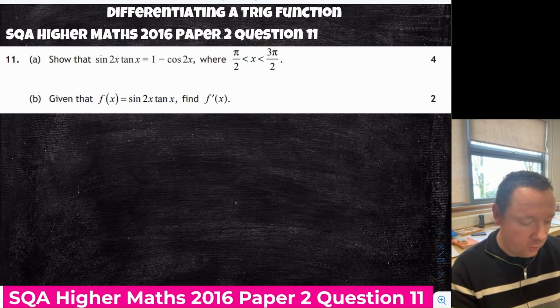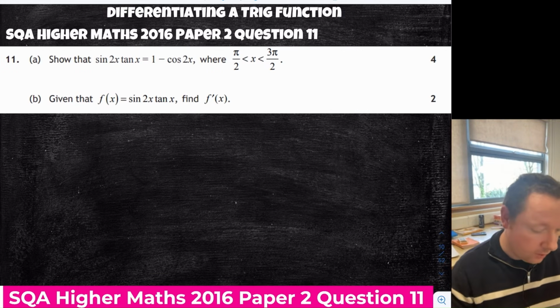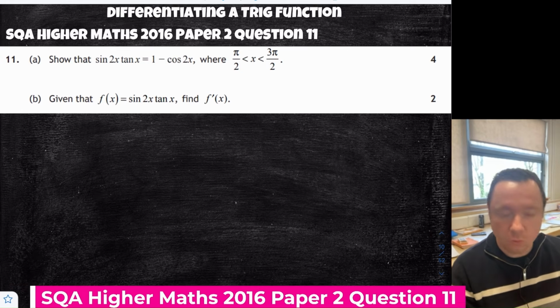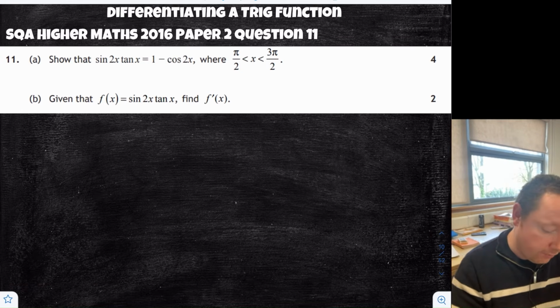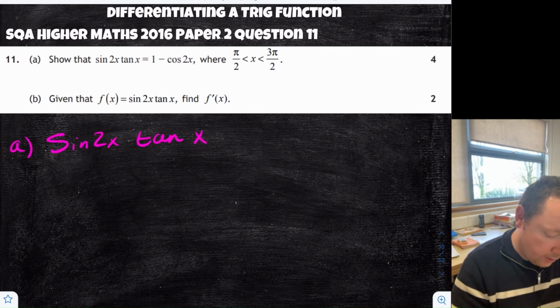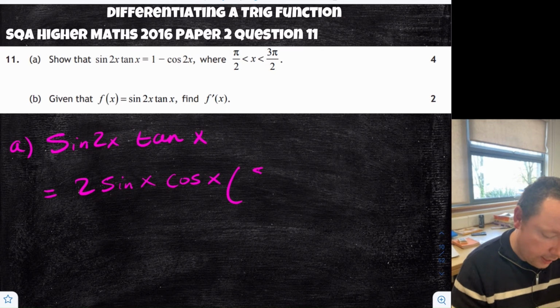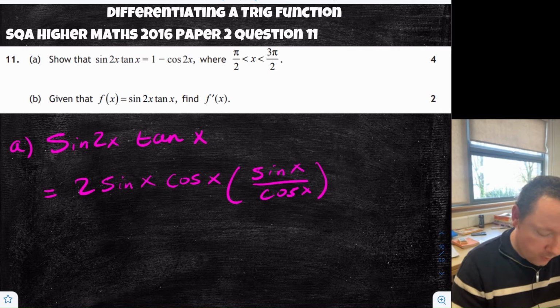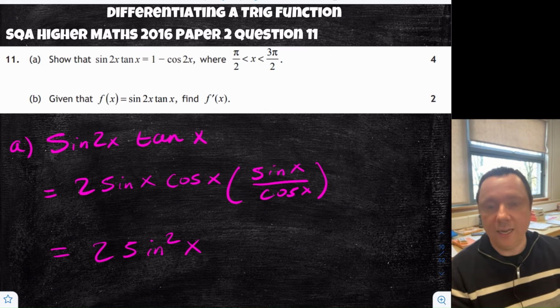Differentiating a trig function, SQA Higher Maths 2016, Paper 2, Question 11. Show that sin 2x tan x equals 1 minus cos 2x, and then differentiate sin 2x tan x. So part A, sin 2x tan x, well, we can change sin 2x to 2 sin x cos x, and we can change tan x into sin x over cos x. So that gives me 2 sin squared x, and the cos x obviously cancel.